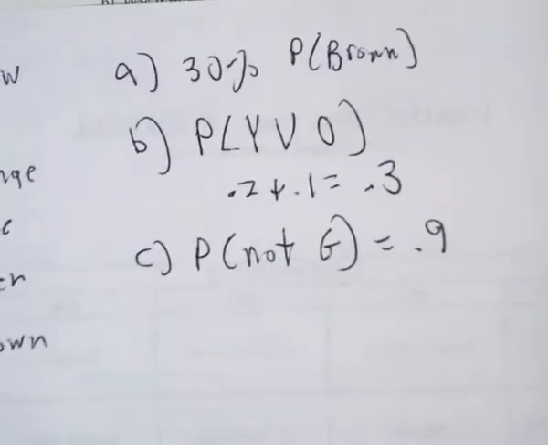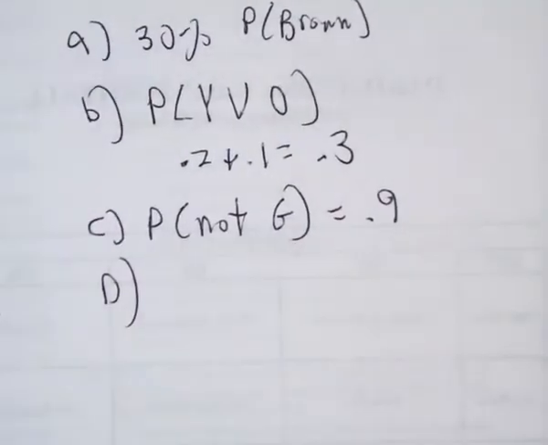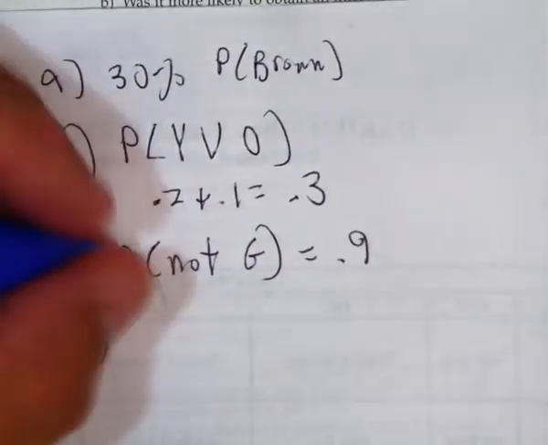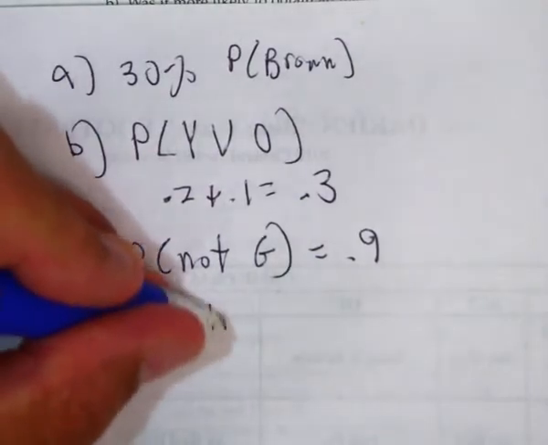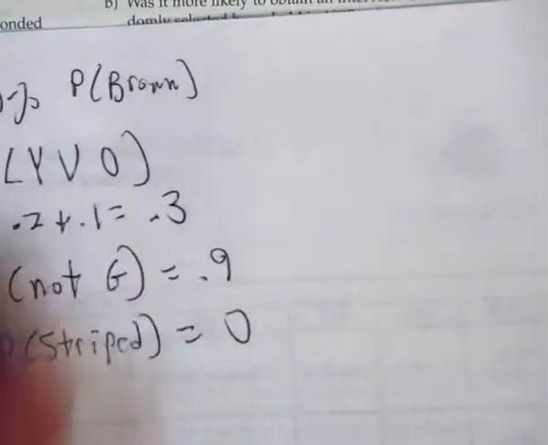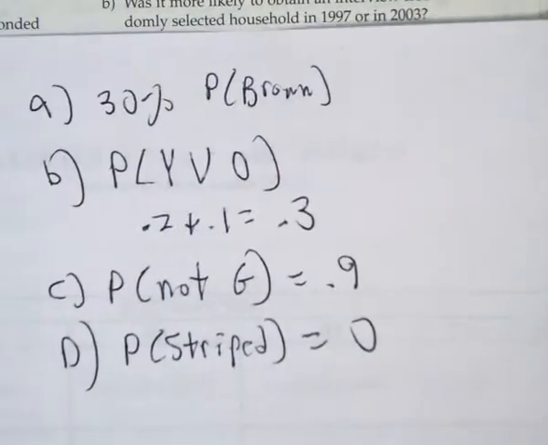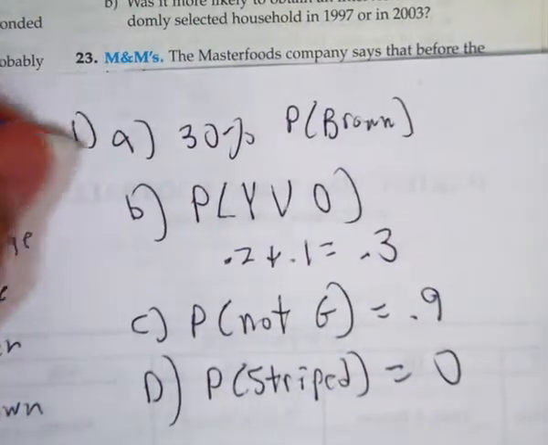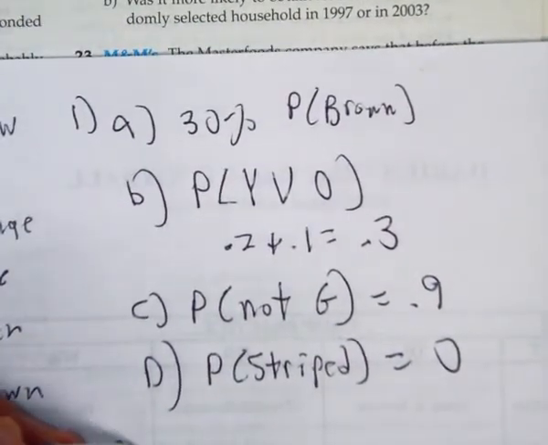Okay, and then D says probability it's striped. Okay, well, the probability it's striped, there is no stripe, so that's easy, 0. Okay, so that's question 1. Now let's go to question 2.